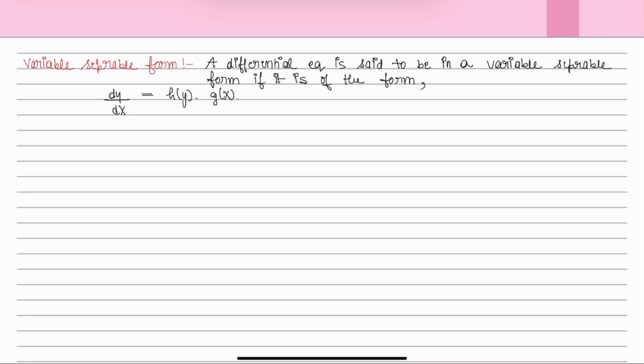For example, dy by dx is equal to e to the power x plus y. We can write it as e to the power y into e to the power x. Here e to the power y is my function h of y and e to the power x is g of x.